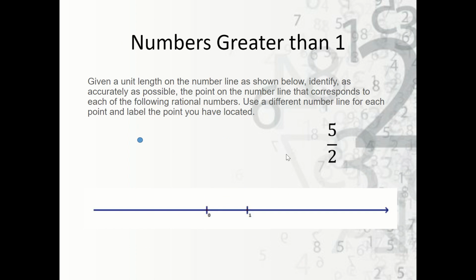Now what if the number is bigger than 1? So we have 5 halves. Well, again, we're finding the approximate location. We should note that 5 halves is between 2 and 3 because this is really 2 1/2.